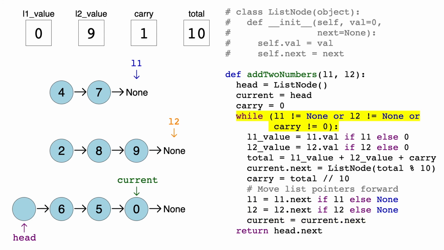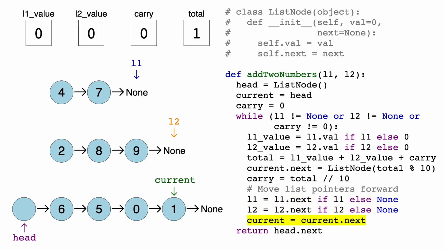Now notice that L1 and L2 both equal None, but since carry doesn't equal 0, we still have to loop one more time. Both L1 value and L2 value will be set to 0, and the total is just 1. We'll create a new node with value 1, and now 1 divided by 10, then rounded down, is 0, so the carry is 0. L1 and L2 remain as None, and we'll advance current one last time.